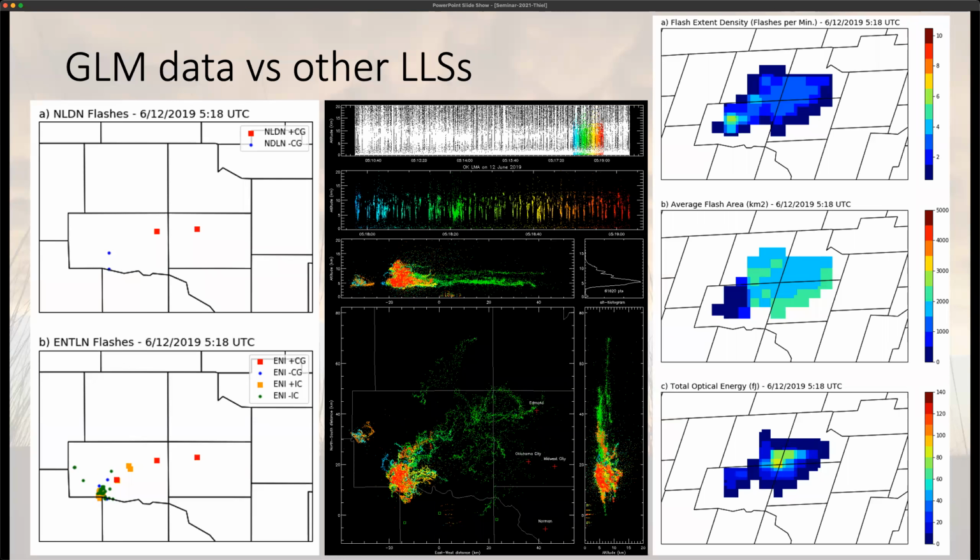With total optical energy, this is one of the most native formats for GLM data. It is simply the accumulation of the light that is emitted from the flashes over that given time period. So we're just seeing where the accumulated light is the brightest over that period and what the GLM is actually observing in that area.